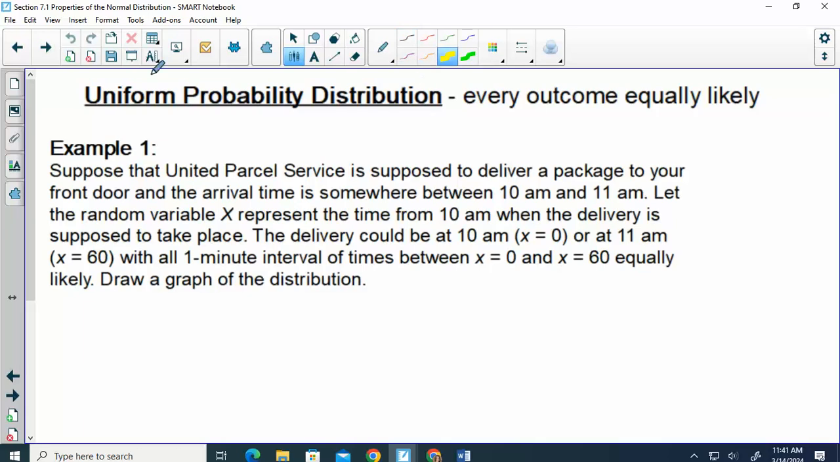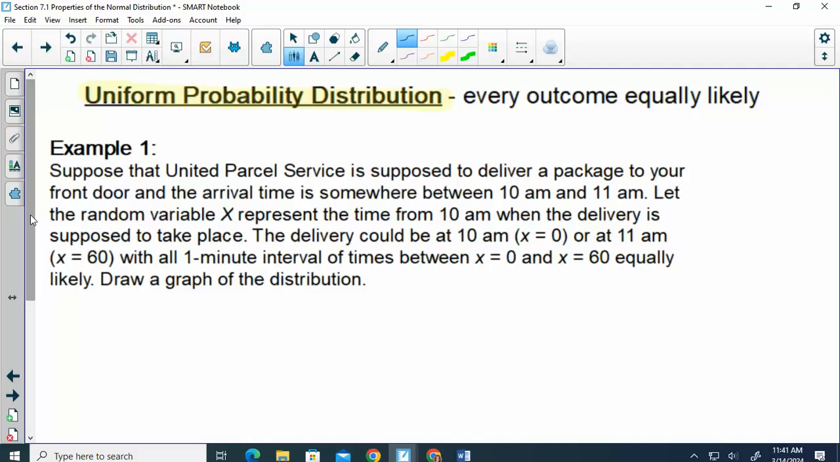The first distribution we're talking about today, we are not going to see a lot of it, but it is the uniform distribution. So a uniform distribution is when every outcome is equally likely. So for example, suppose that United Parcel Service is supposed to deliver a package to your front door, and the arrival time is somewhere between 10 a.m. and 11 a.m. Let the random variable x represent the time from 10 a.m. when the delivery is supposed to take place. So it could be at 10, which is like time 0, 11 would be x equals 60, or anywhere in between.